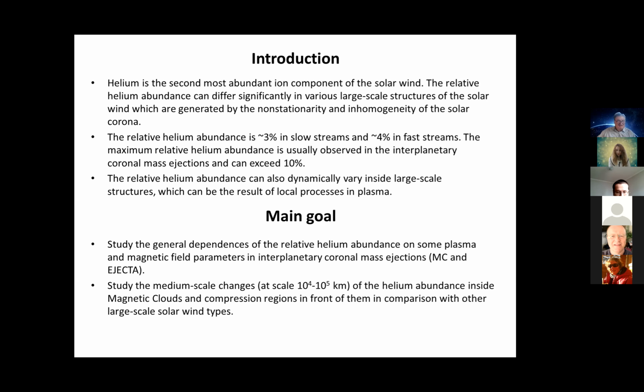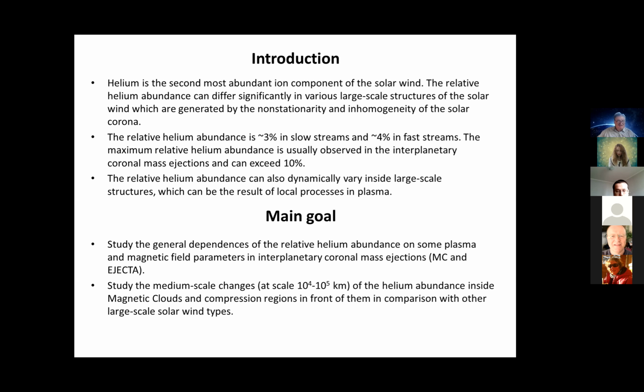The non-stationarity and inhomogeneity of the solar corona lead to the formation of different large-scale solar wind structures in which the relative helium abundance can differ significantly. The maximum relative helium abundance is usually observed in interplanetary coronal mass ejections and can exceed 10%. The relative helium abundance can dynamically vary inside large-scale structures, which can be the result of local processes in plasma.